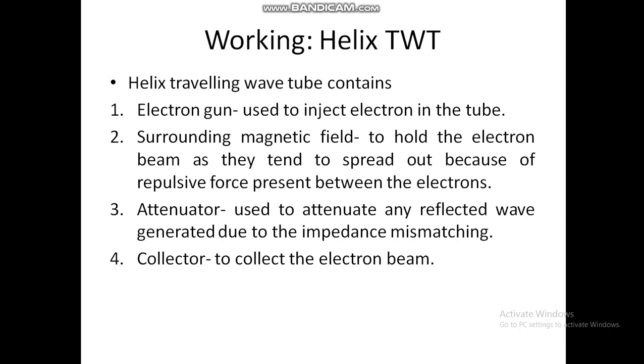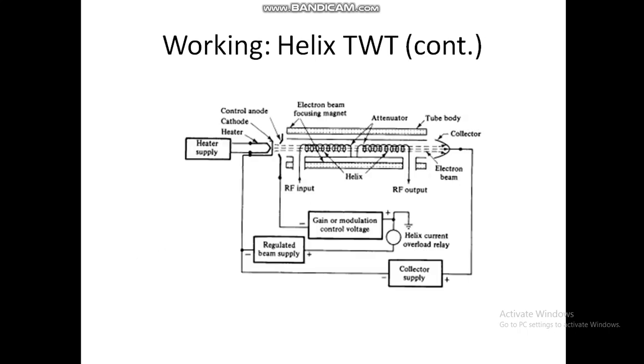A surrounding magnetic field holds the electron beam, as the electrons tend to spread out because of the repulsive force present between them, and that magnetic field is produced by the permanent magnet surrounding the helix. Next thing that is used here is the attenuator. What is the use of the attenuator? It is used to attenuate any reflected wave generated due to impedance mismatching, and this attenuator is placed after a sufficient length of RF interaction region, so that the attenuation of the amplified RF signal is insignificant as compared to the amplification.